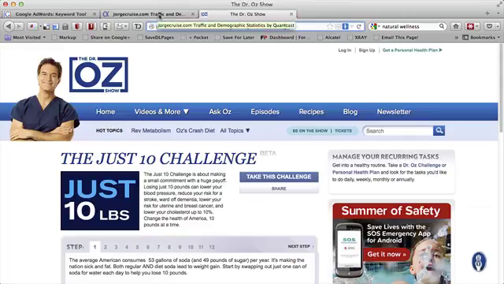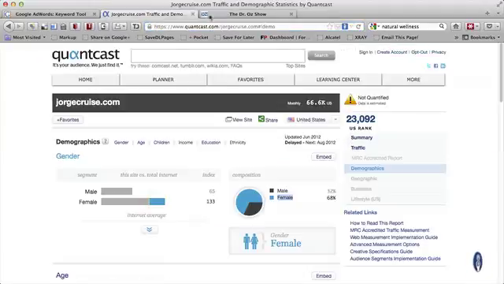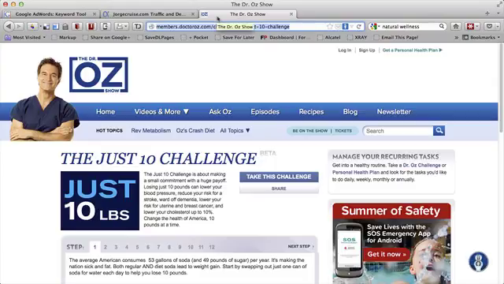Now, a lot of the stuff we're doing here is stuff that if you don't have a market, or rather a list, or if it's a new market, this is how you can use the internet to do it.